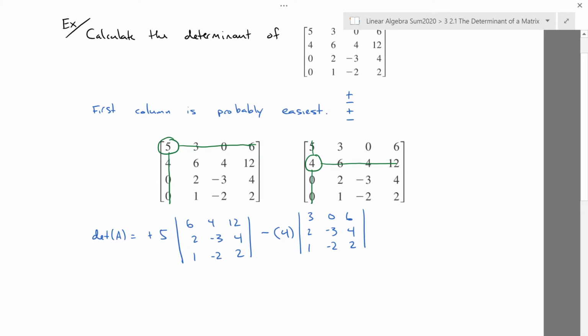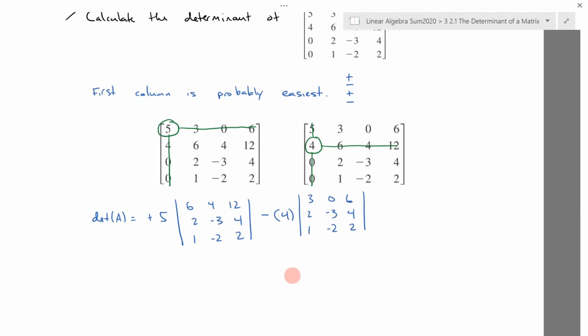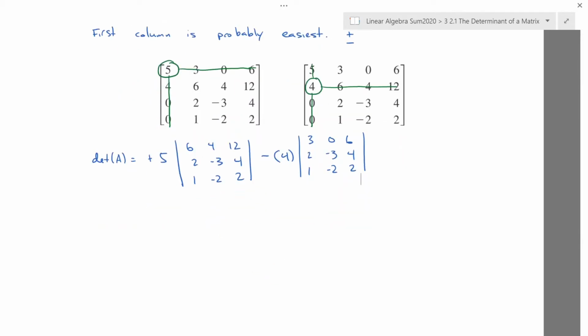So you can see that in the process of writing out the cofactor expansion, calculating the determinant of the minor now involves 3 by 3 matrices. This is essentially how determinants work: when you do the expansion, it reduces to a bunch of determinants that are one size smaller. So to calculate a 4 by 4 determinant, you need to know how to calculate 3 by 3 determinants. Here we'll calculate each 3 by 3 determinant separately. The first one is 6, 4, 12, 2, negative 3, 4, 1, negative 2, 2.